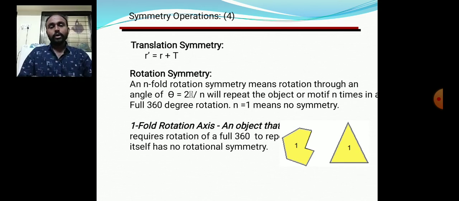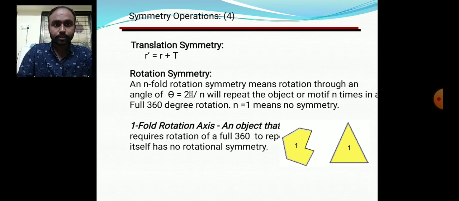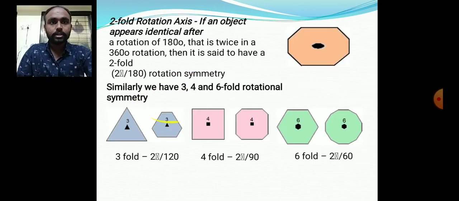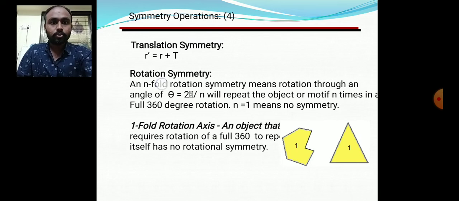Are you getting it? Rotation symmetry means by how much angle you have to rotate the crystal so that it looks exactly the same. That angle we can calculate by this formula: theta is equal to 2 pi. Due to a typing error it is not displaying properly, but that is pi. So please write down somewhere: theta is equal to 2 pi by n.